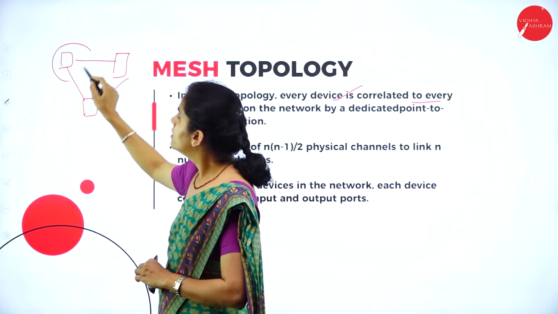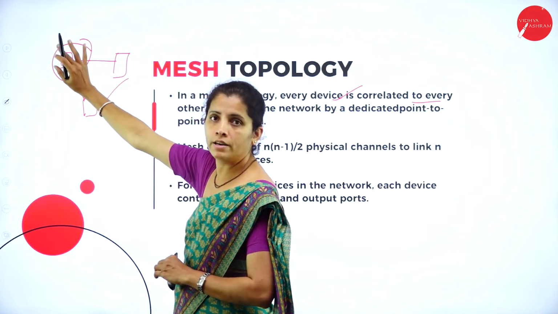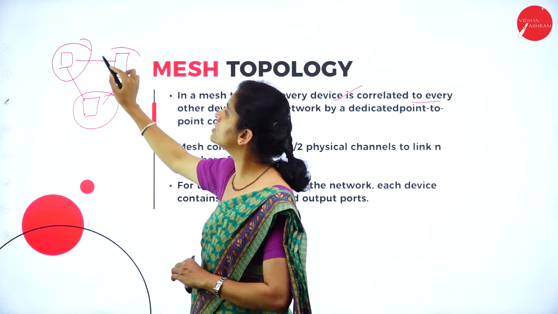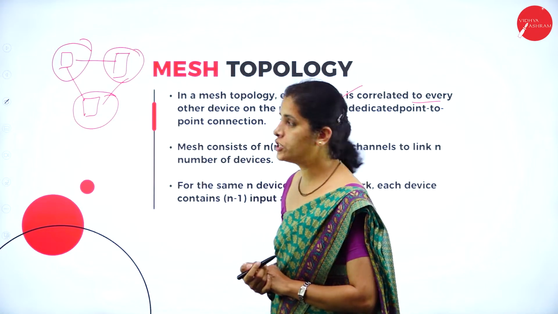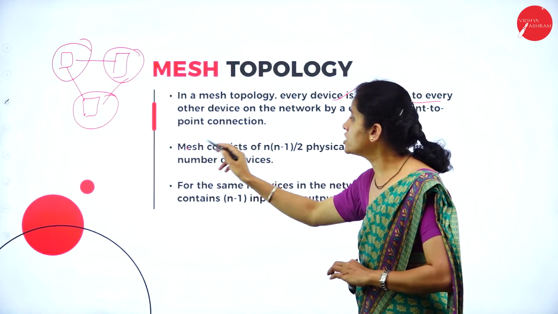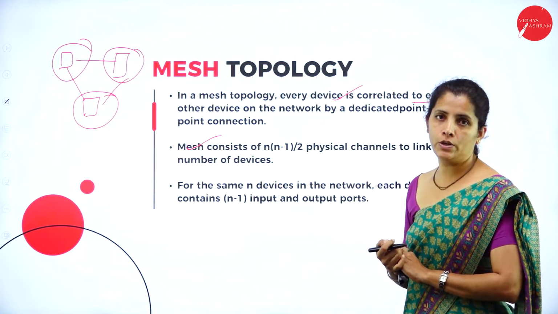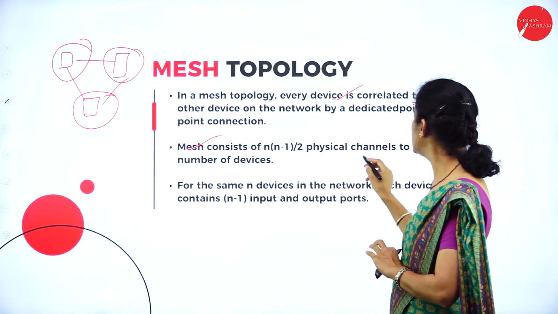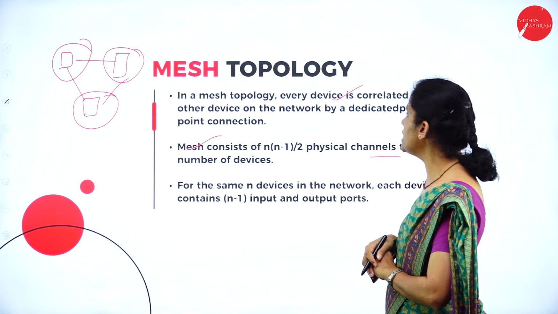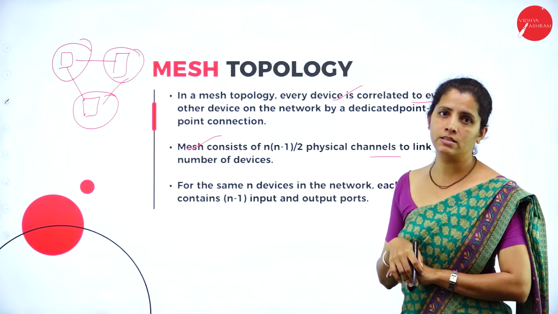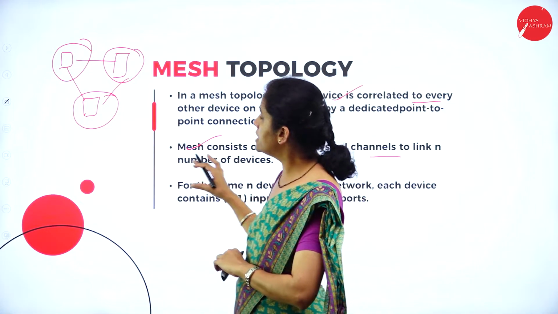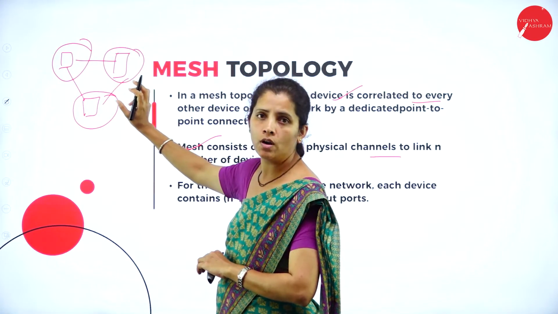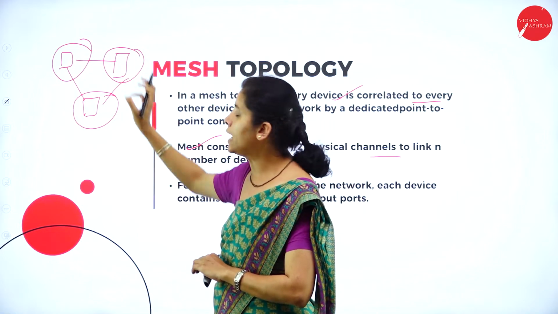See here, if I consider this device or node, I have two connections. If I consider this one, two connections. This one, two connections. So mesh consists of n into n minus 1 divided by two physical channels to link n number of devices. So dear student, see here, from each device I have two lines or two connections.